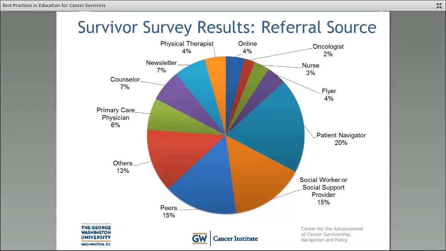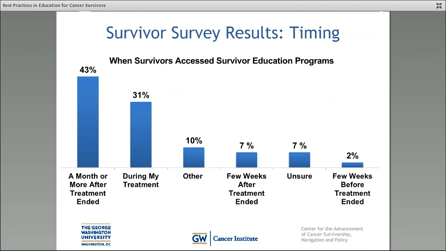As you can see, survivors found out about the programs they attended in varied ways. Interestingly, as we discussed in the tips from the educators, oncologist referrals may be an important factor in program attendance, but just 2% of our respondents heard about the program that they attended from their oncologist. We asked about the timing of attendance at programs, and we found that a majority of survivors who had attended a program did so a month or more after treatment ended.